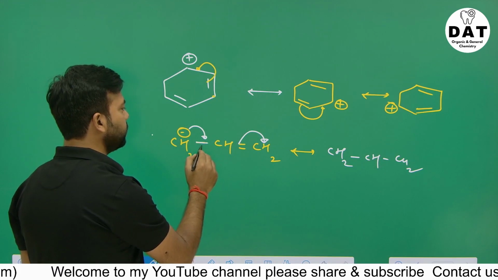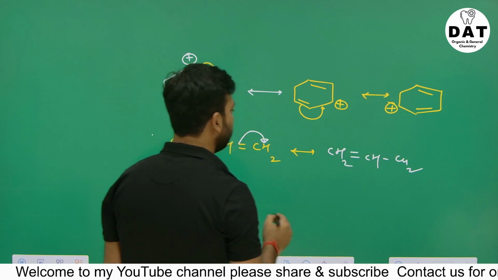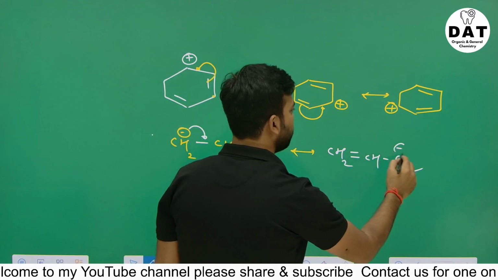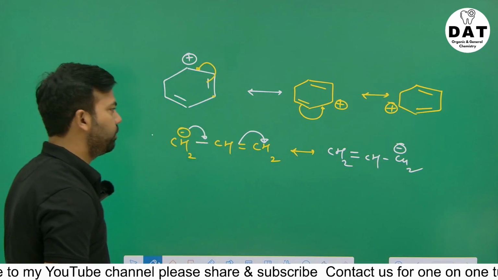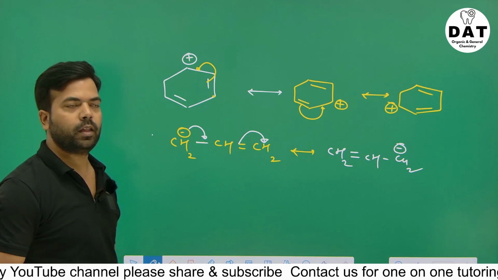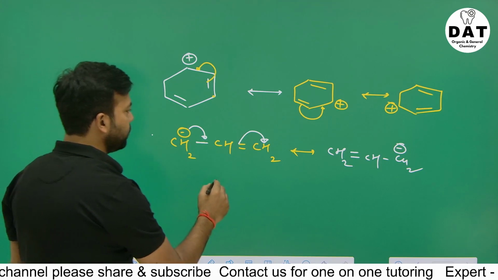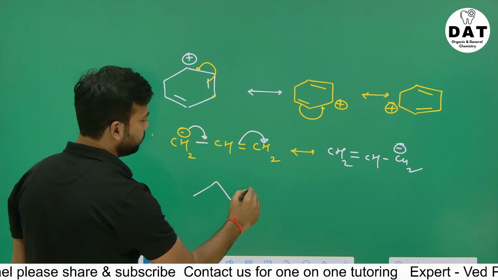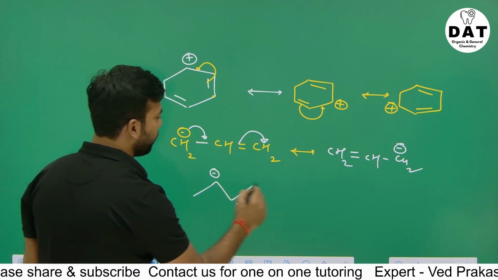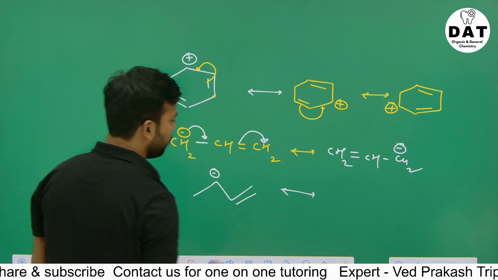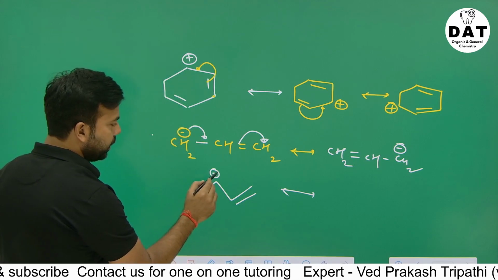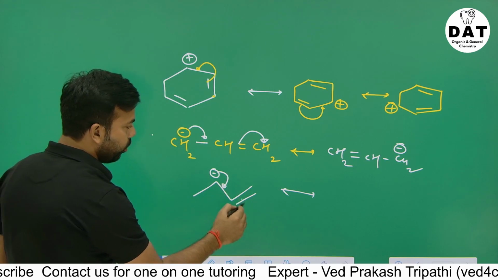This bond has an arrow, so it becomes a double bond, and this one has a negative charge. Clear? So this is the resonance structure of this molecule. Suppose we have this one. Again look at here, the negative donates and the double bond breaks like this.